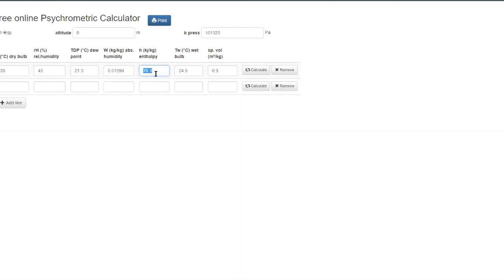You grabbed 76, so you weren't that much off. The specific volume, however, is 0.9, not the 0.895 that I said before. The amount of the absolute humidity or specific humidity, that's 0.059 kilograms of water for every kilogram of air. So that's equivalent to saying this is 15.9 or 16 grams of water for every kilogram of air, right?